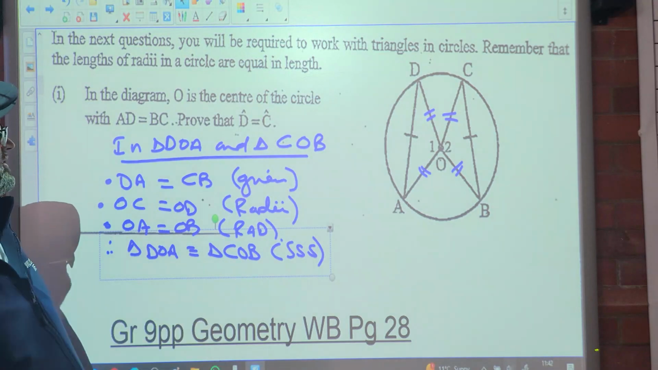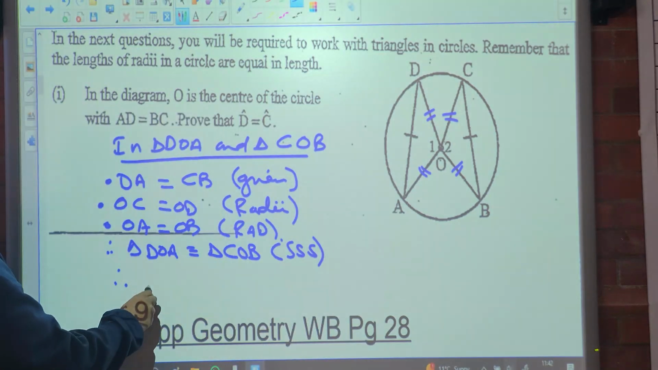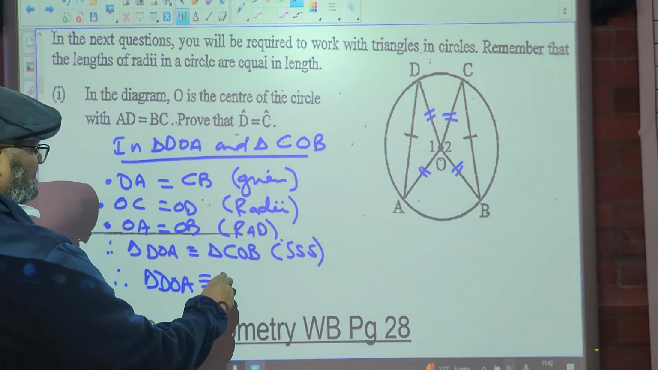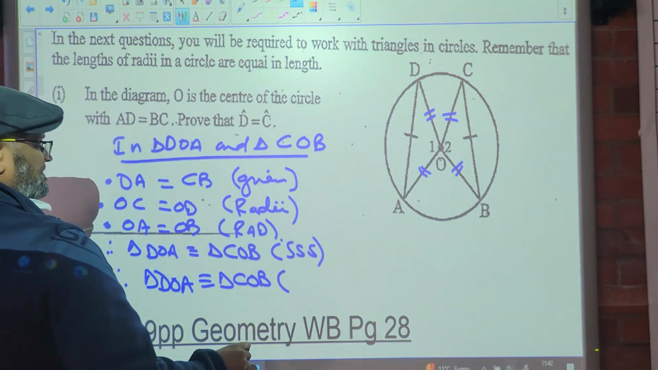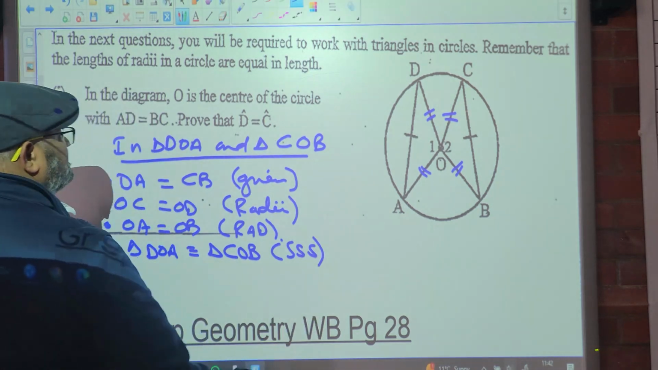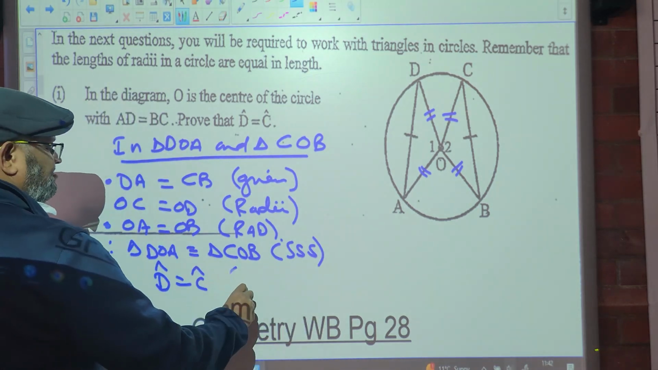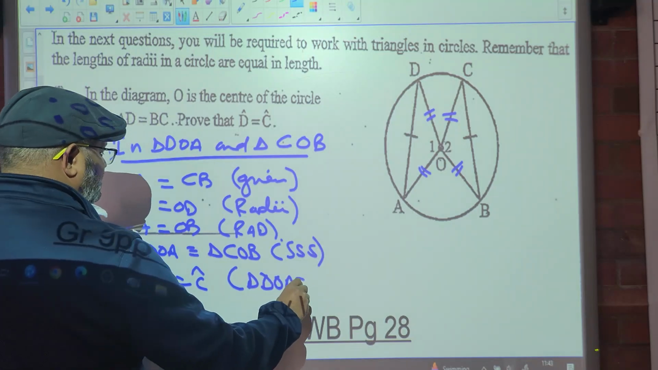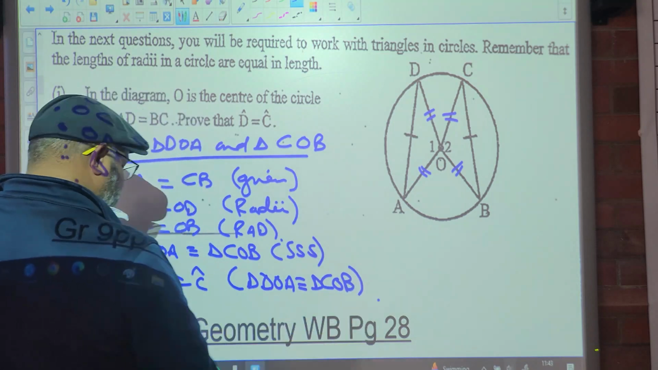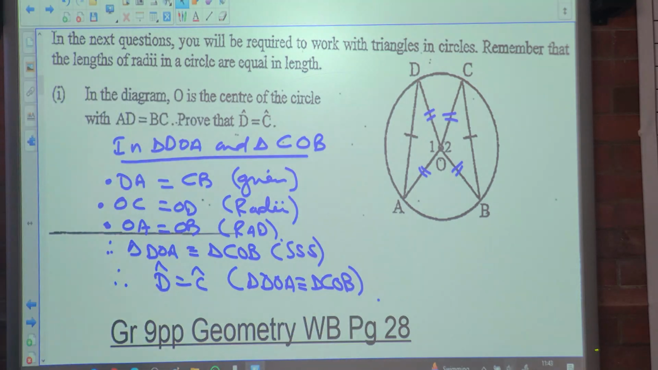Did you see that, people? So in conclusion, therefore, triangle DOA is congruent to triangle COB. Why? Sorry, I'm repeating myself here. Therefore, angle D is equal to angle C. Why? Because the triangle DOA is congruent to triangle COB. You all agree with that? Any confusion? Any questions? No? Next.